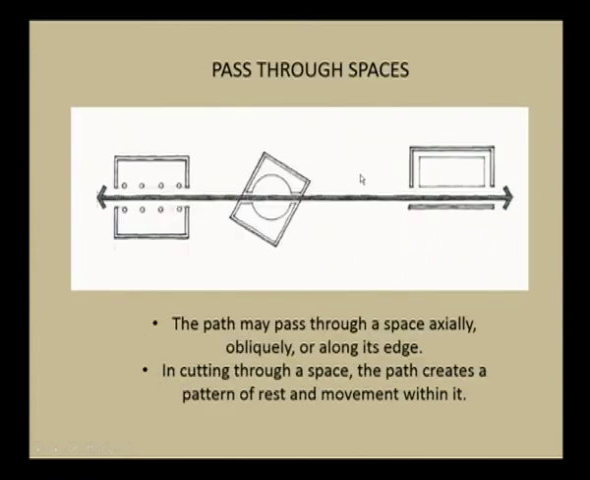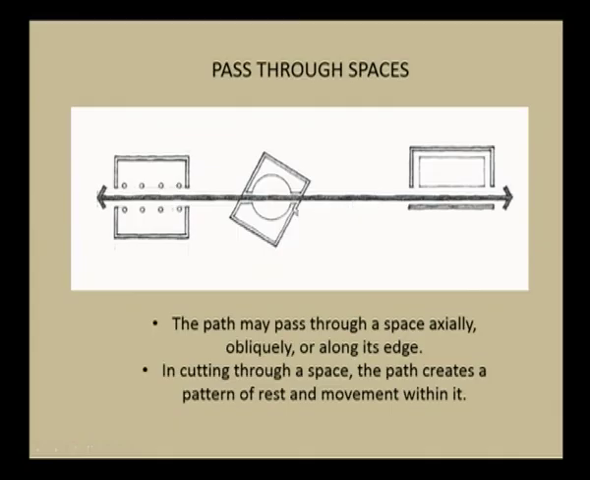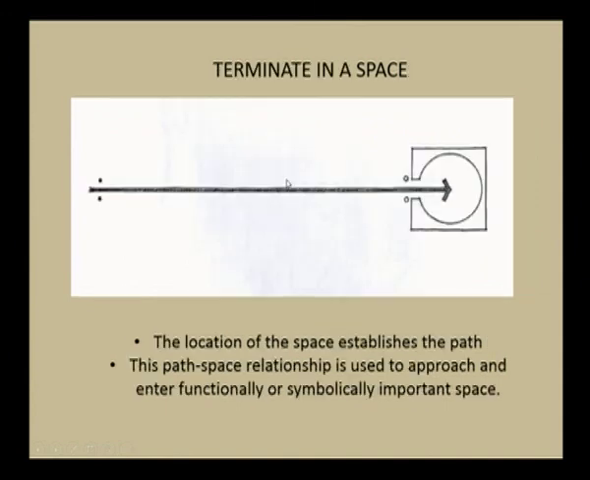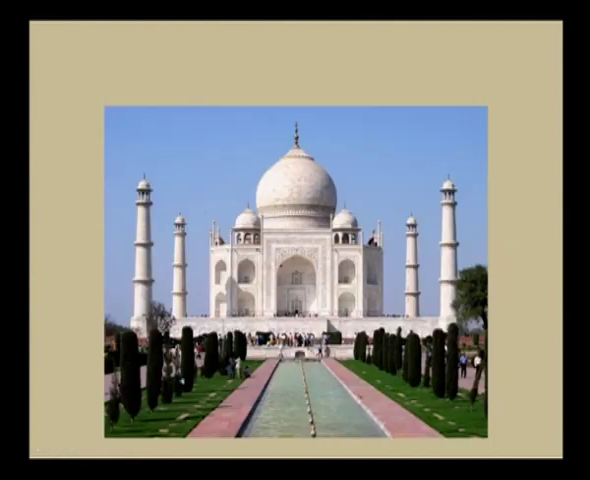is connecting. The second category is a path can pass through the spaces or through the buildings, like what is shown here. So both are interdependent. In cutting through a space, the path creates a pattern of rest and movement within it. The path affects the movement inside, the activity inside the space. A path can simply start from one point and can terminate at one point also, like what is shown here. Now we will see certain examples of all these categories.